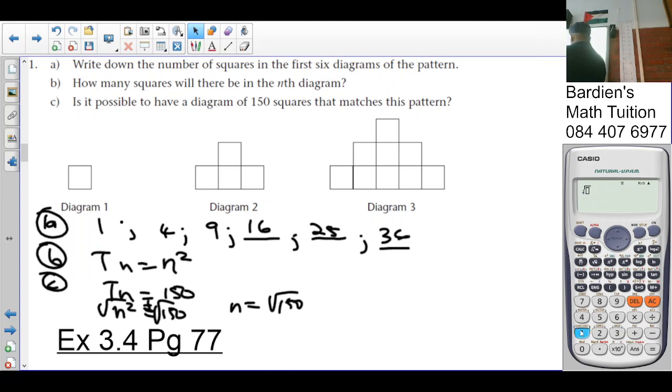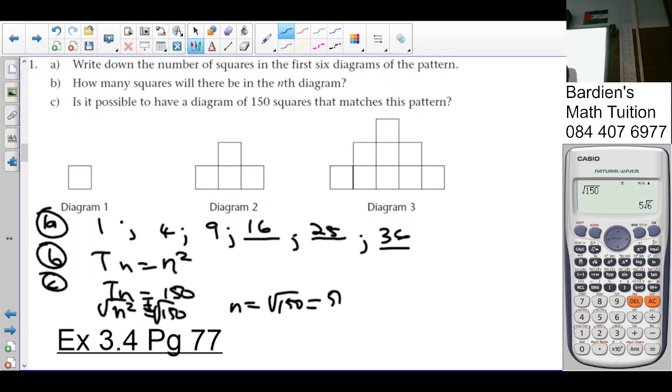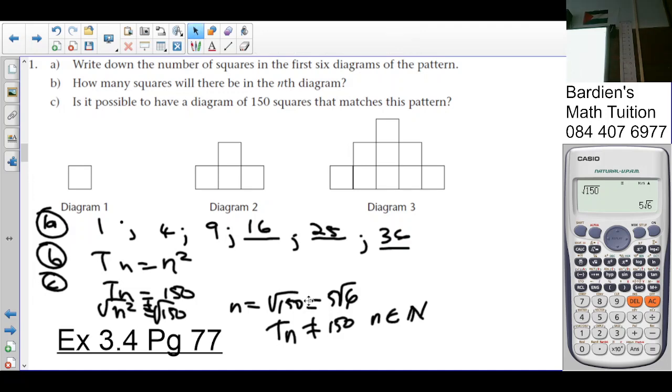Square root 150 is 5 root 6. So is that a term in the sequence? No. So Tn can never be equal to 150. Why? Because n is an element of the natural numbers. Okay. Do you all understand? Any confusion? No?